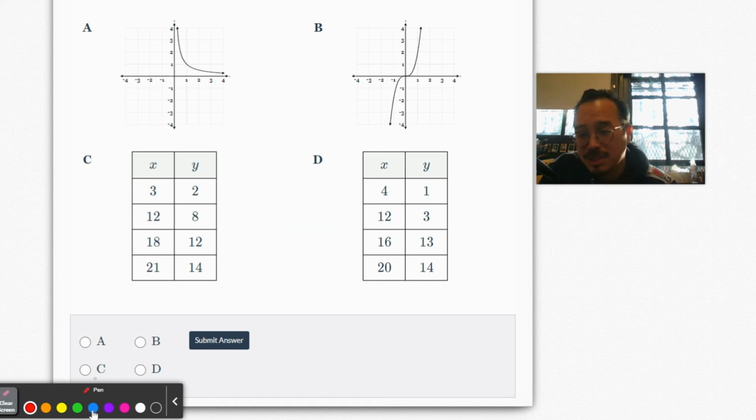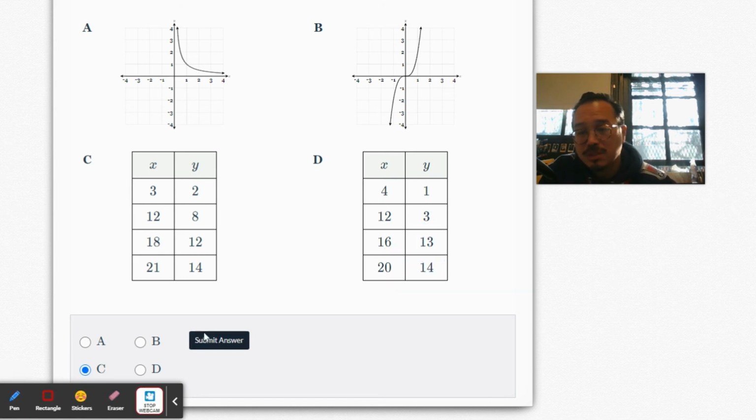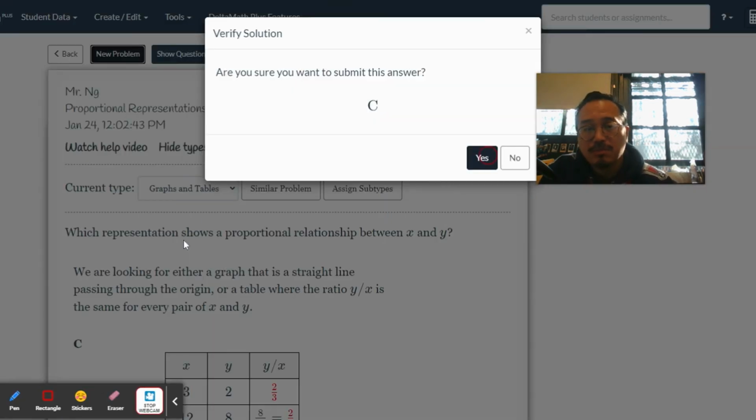So let's test it out. 4 times 3 is 12. These two are going to be okay. So let's try this one. 16 times 14, 224. And then 13 times 20. I'm pretty sure that's 260. So that's D. D is not. So C is the right answer because the other three are wrong choices. So C is the only legitimate answer.